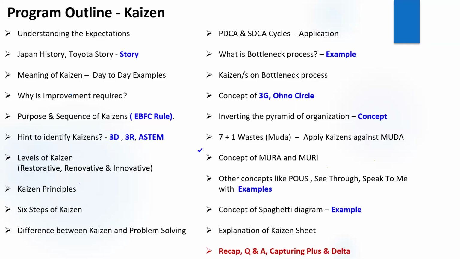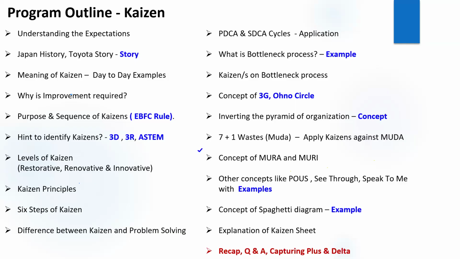Also, we will discuss Mura and Muri. These are the three MUs called Muda, Mura, and Muri. And then there will be a small video on how to identify the waste. We will see that video as well. And if time permits, we will discuss concepts like POUS, see-through, speak to me, and so on. And then the spaghetti diagram.